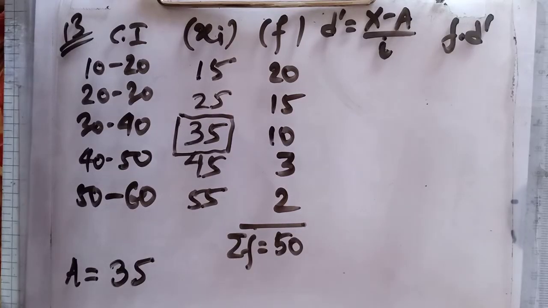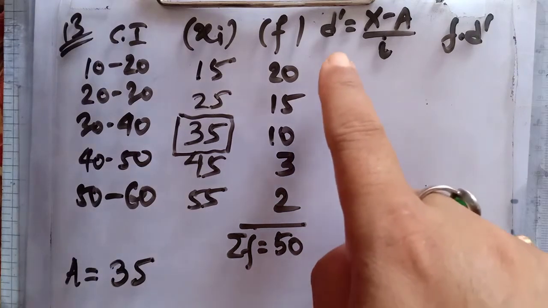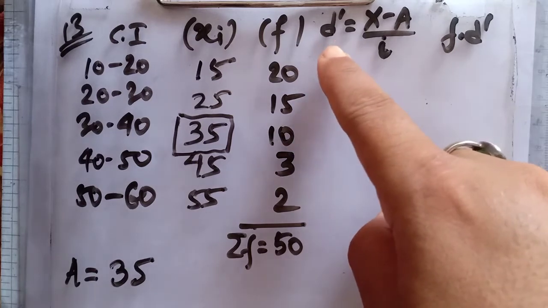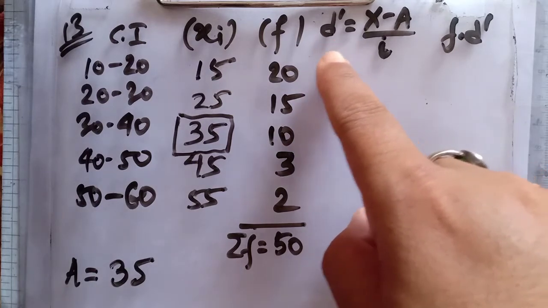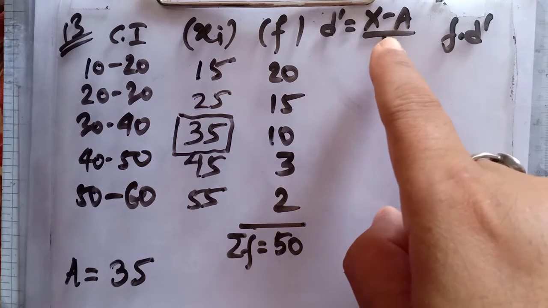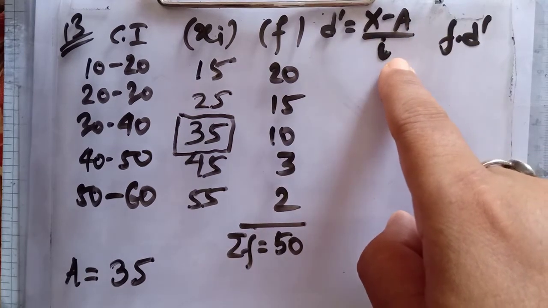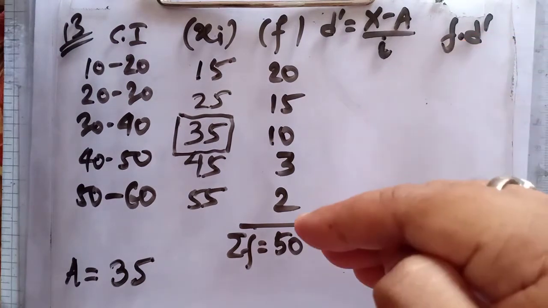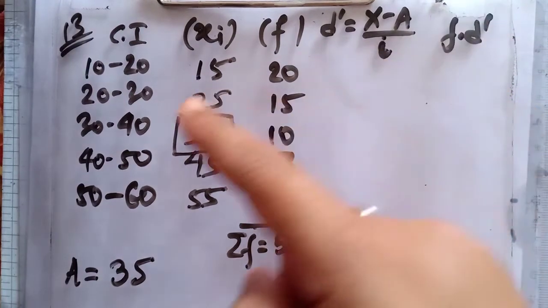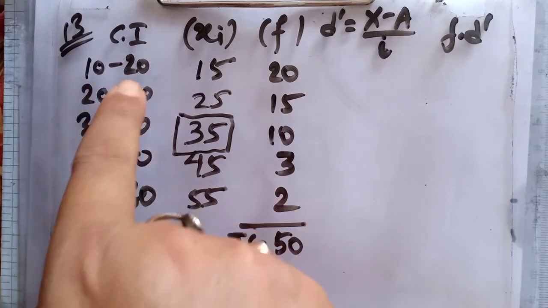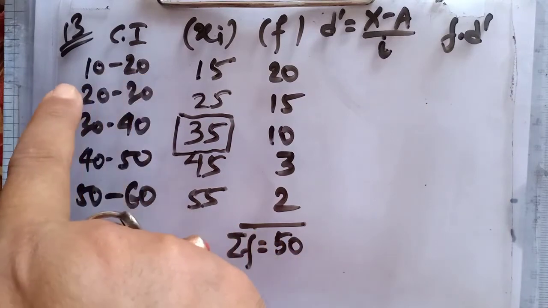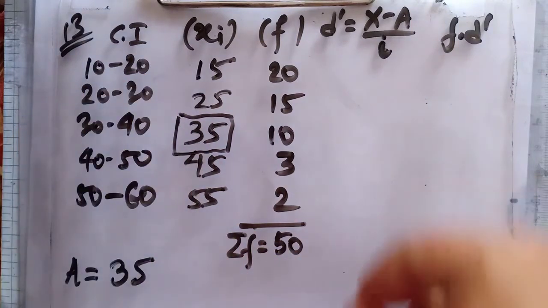Now finally this same sum we want to do by the step deviation method. For step deviation, this d or the deviation, we write it as d prime or d dashed, and the formula for calculating d dashed is x minus a divided by i. We deviate by some steps. i is the class interval, 10 to 20. So 20 minus 10, upper boundary minus lower boundary, is the class interval.